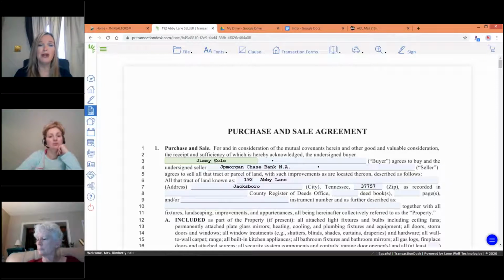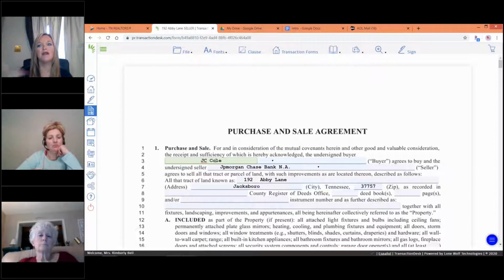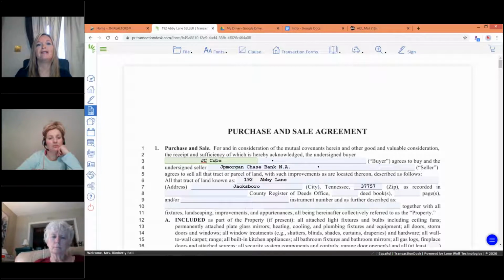Now, when I first came into real estate, I was not taught this. I was taught that I could put anything there. I could put that Jimmy's name is JC Cole, because it doesn't matter as long as that's how he's signing, but it does matter. It matters. And so the name on the deed, when we get to that, it's not to change the person here. It's if they're going to add anybody else.